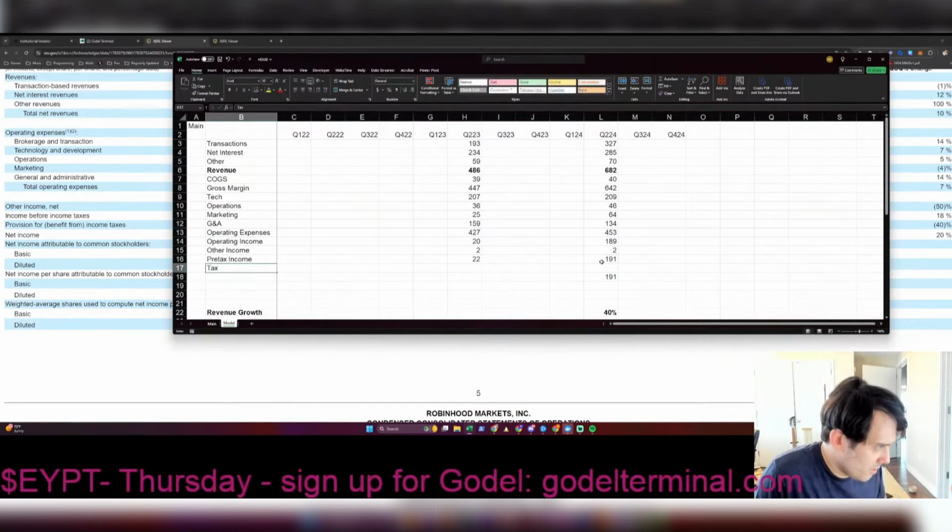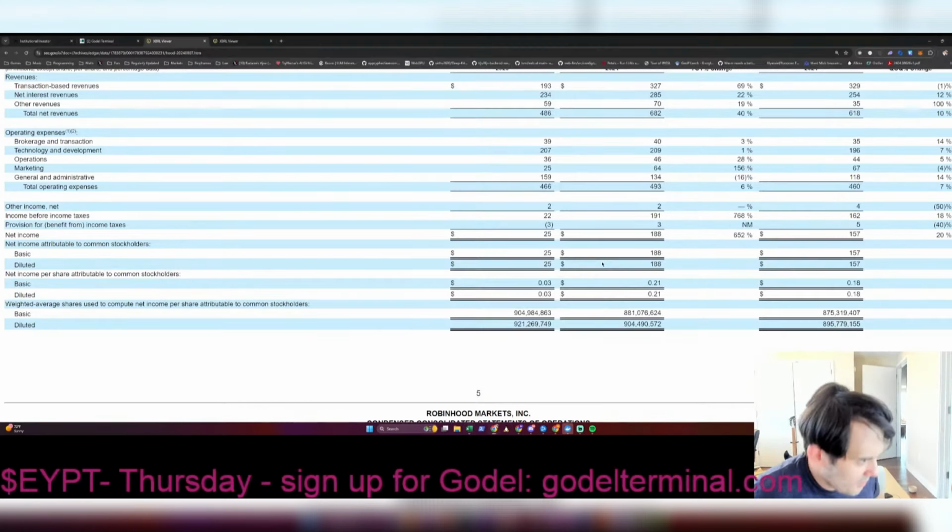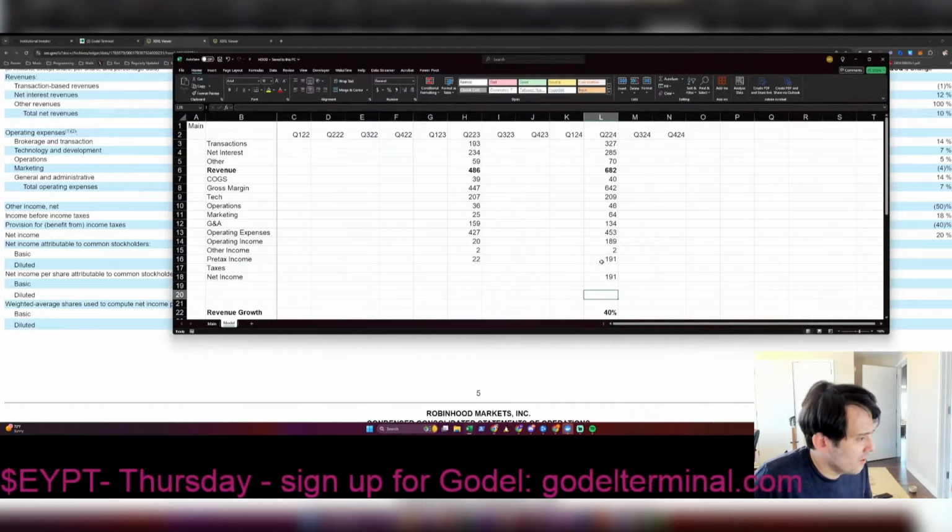The metrics are quite important as well. How many customers do they have? How many customers do they add? What's the average balance of the customer? All that stuff.